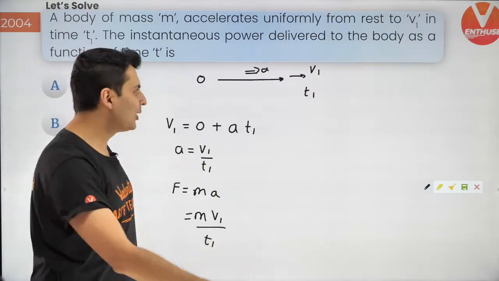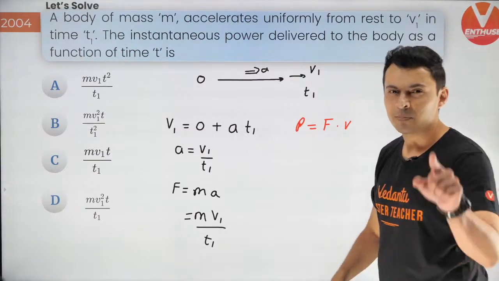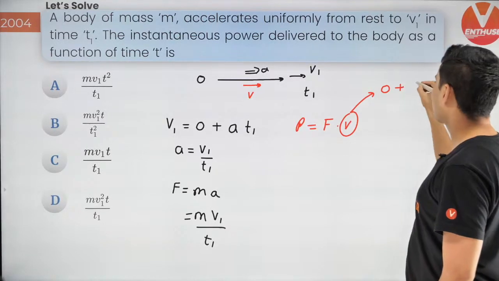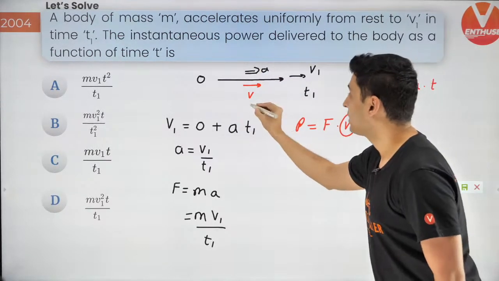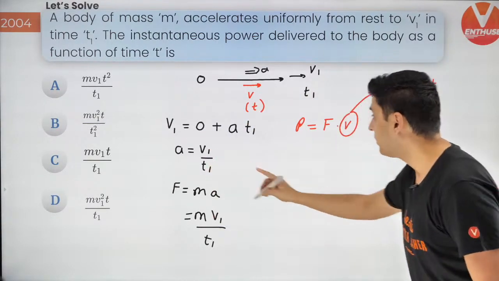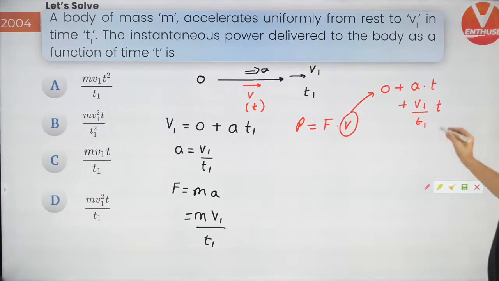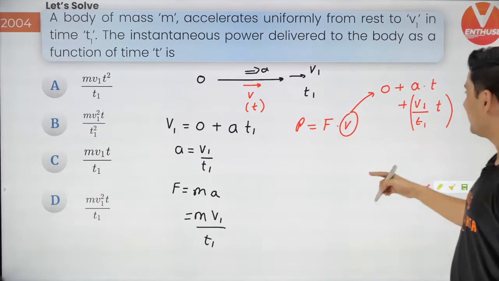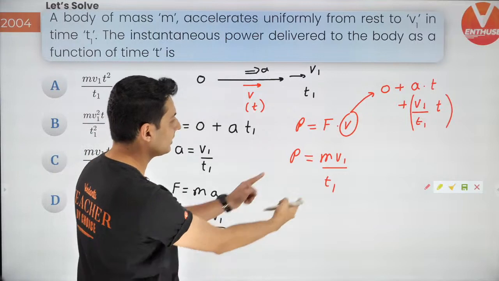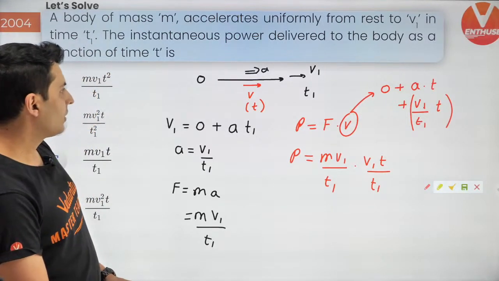Why did I find force? Because power is force into velocity at that moment. And at any point, what is the velocity? That is u plus acceleration into time at that time. So this is at some time instant t, not t1. Please bear that in mind. The acceleration I got here was v1 by t1, into t. That is nothing but your velocity. So my power will be m v1 by t1, into v1 t divided by t1. I hope this is clear.